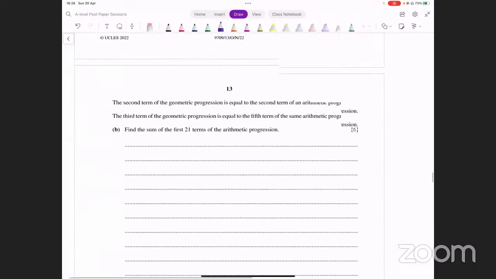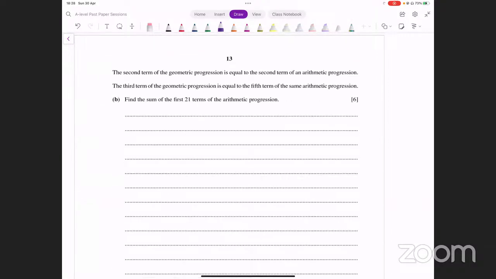Let's move on. Part B of this. It says the second term of the GP is equal to the second term of an AP. The third term of the GP is equal to the fifth term of the same AP. Find the sum of the first 20 terms of the arithmetic progression. Sum formula के लिए आपको क्या चाहिए? AP का first term चाहिए और आपको difference चाहिए और number of terms आपको पता है.